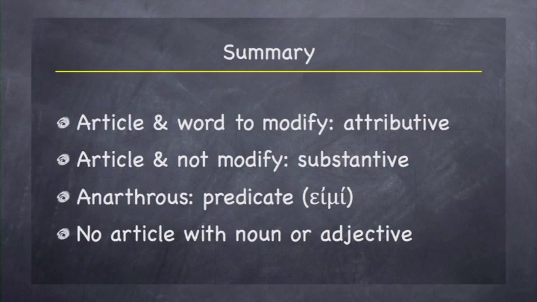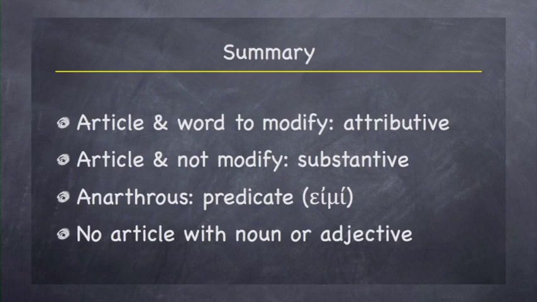We learned that adjectives are words that modify nouns or pronouns and can modify other adjectives as well. We saw that when an adjective is articular, and there's a word for it to modify, it's functioning as an attributive adjective. And in the case of an attributive, case, number, and gender are determined by the noun that it modifies. If you have an articular adjective but no noun to modify, then that adjective is functioning substantively. Case is determined by function, gender and number determined by what it's referring to.